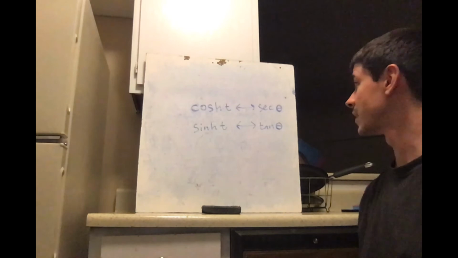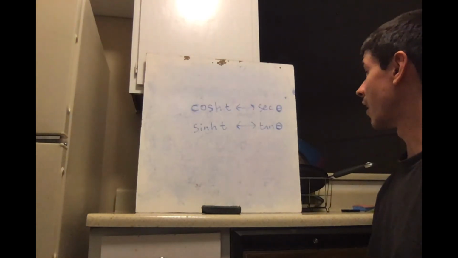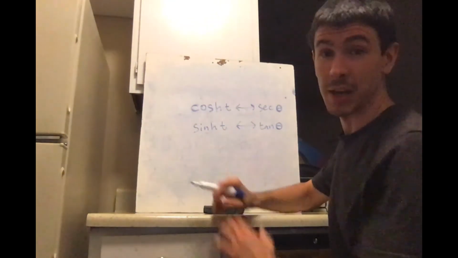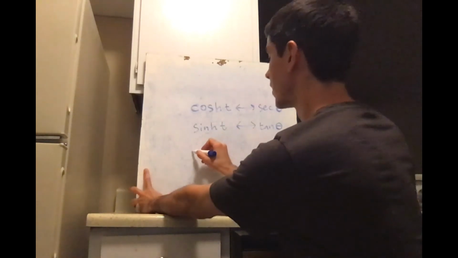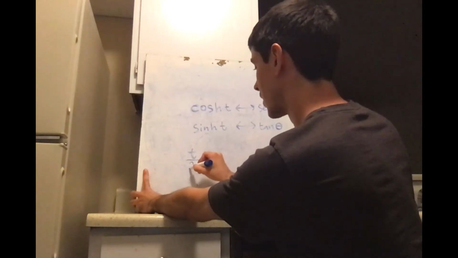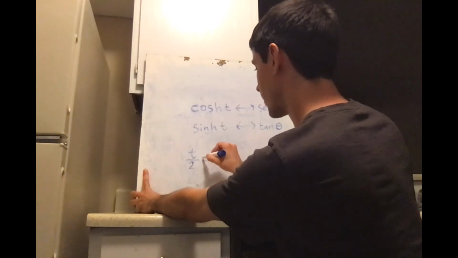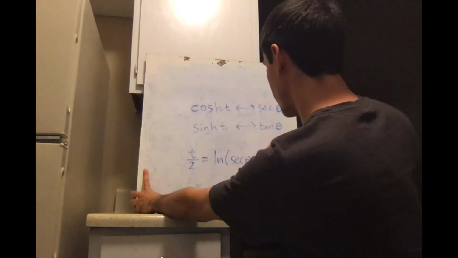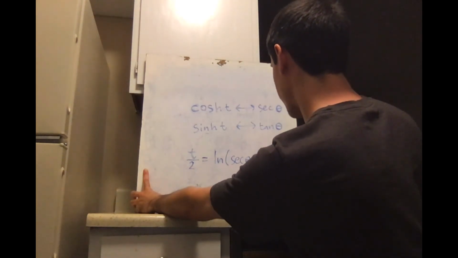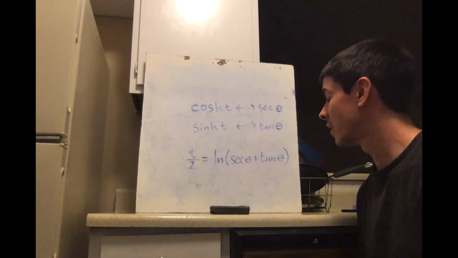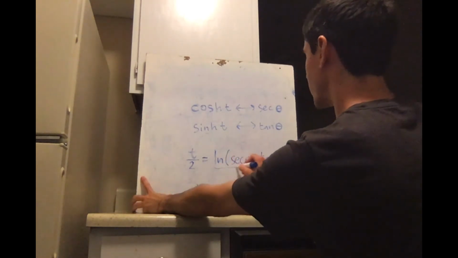And another interesting thing is the fact that the hyperbolic angle t over 2 equals the natural log of secant theta plus tangent theta, over 2.